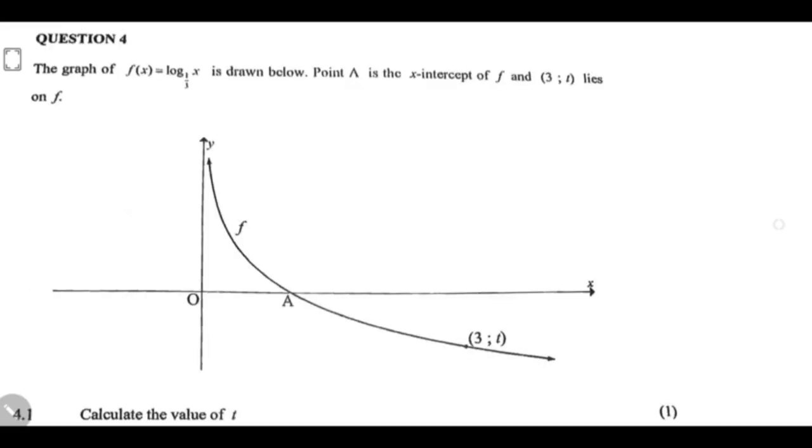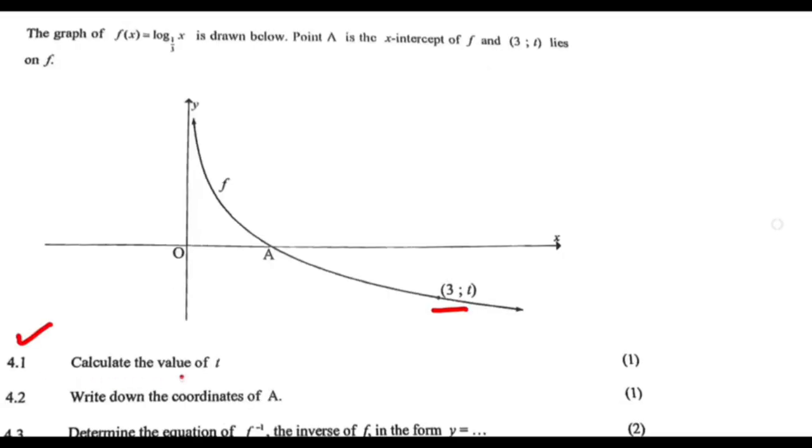I'm Thaqib Latif. In front of me is question 4, on functions. The question says: a logarithm function is in front of me. The graph of f of x is equal to log of x to the base 1 over 3 is drawn below. Point A is the x-intercept of f, and (3; t) lies on f. Calculate the value of t.